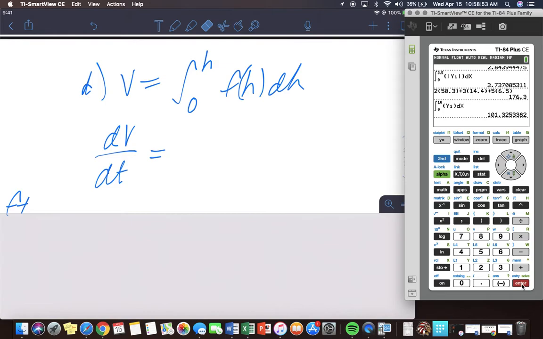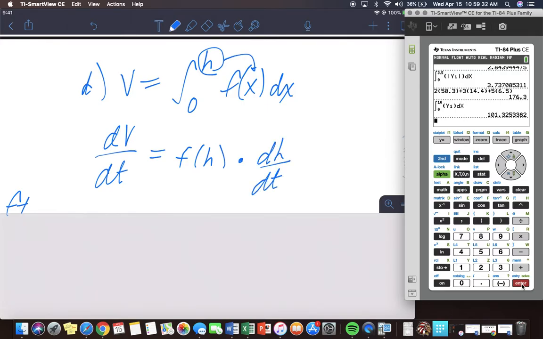And I can't necessarily have h in the bounds and h in my function, so I'm going to change these to x. Okay, minor detail, but it could catch you, so make sure that whatever variable you use up here, you don't use down here. They have to be different. Okay, so when I take the derivative of this, we're going to take h and plug it in, so f of h, and then we're going to multiply. Because I'm taking the derivative with respect to time, I have to take the derivative of h with respect to time. I have to take the derivative of that bound. Okay, so this would be dh over dt.